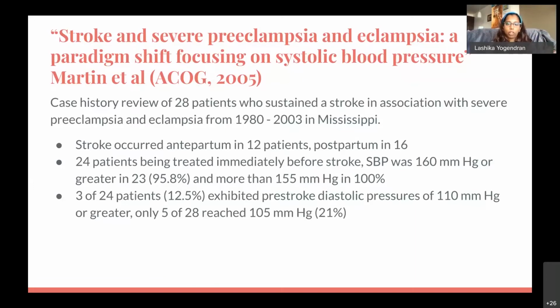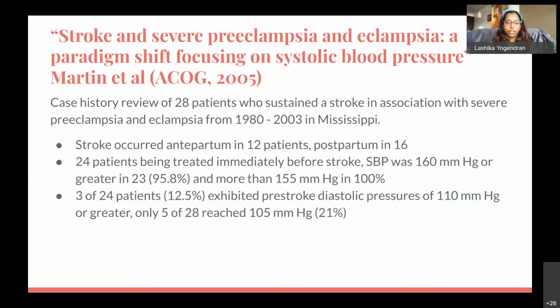Stroke occurred antepartum in 12 patients and postpartum in 16. They identified a subset of 24 people who were being treated immediately prior to the stroke, so they had blood pressure data for them. In 23 of those 24, the systolic blood pressure was 160 or higher, and more than 155 in 100%. The one patient who had a systolic of 155 and not 160 unfortunately had that systolic blood pressure at home, was in the ambulance on the way to the hospital, and sustained a stroke en route. On admission, the blood pressure was, I think, 162 or something. So clearly there's some association there.